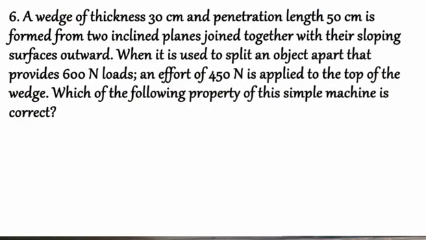Question number 6. A wedge of thickness 30 cm and penetration length 50 cm is formed from two inclined planes joined together with their sloping surface outward. When it is used to split an object apart that provides 600 Newton loads, an effort of 450 Newton is applied to the top of the wedge. Which of the following property of this simple machine is correct?